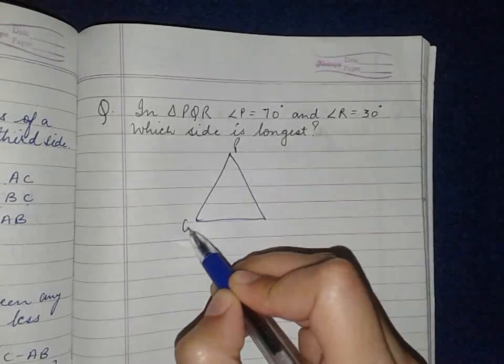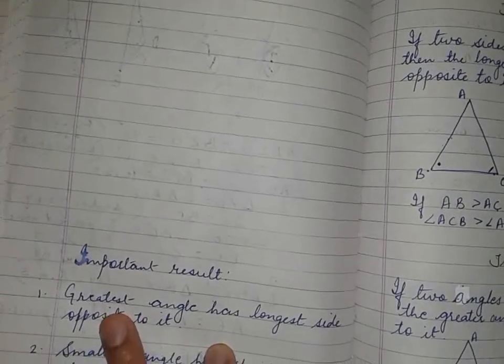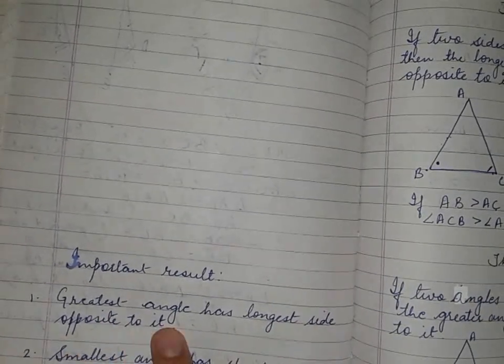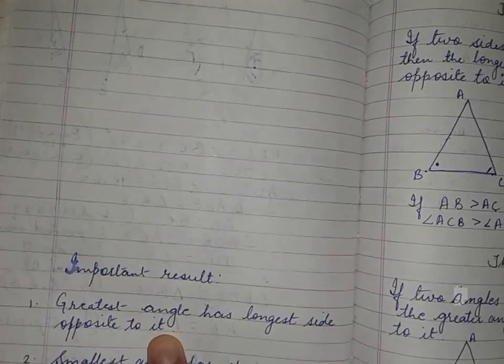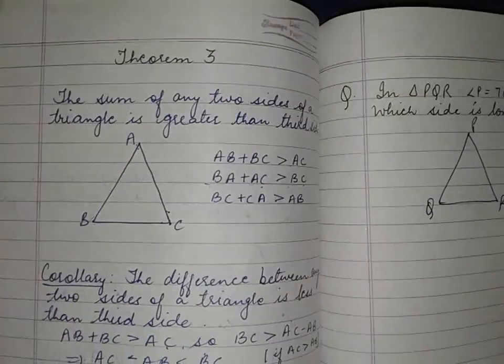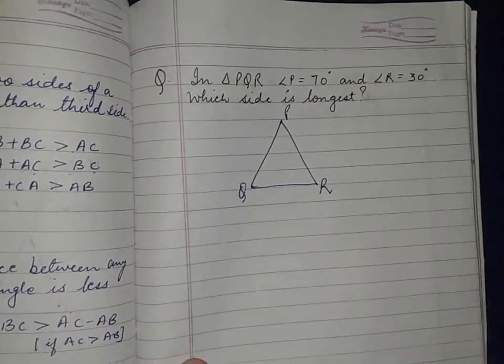Draw the triangle first. We have just learned to remember this result: greatest angle has longest side opposite to it. So we'll find all the three angles, and whichever angle will be greatest, the side opposite to that will be longest.